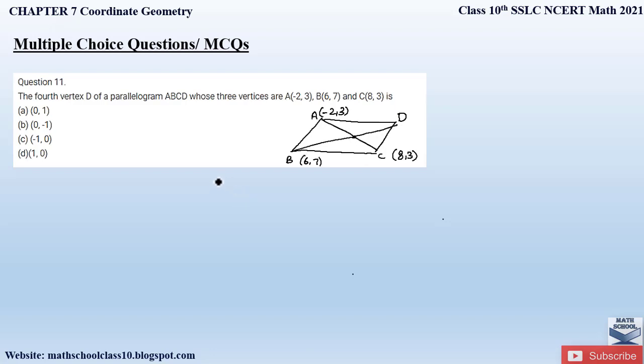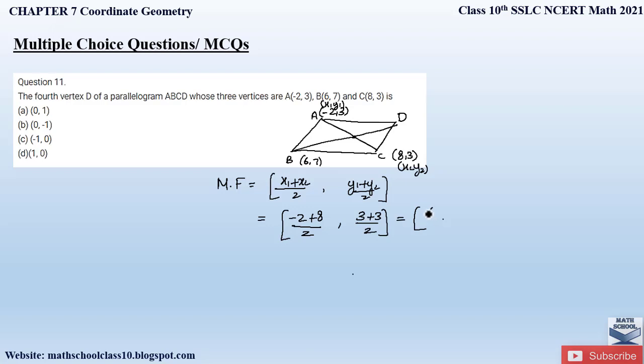So we know the midpoint formula, which is given by (x1 plus x2) divided by 2 and (y1 plus y2) divided by 2. Let us apply the midpoint formula to the diagonal AC, assuming point A to be (x1, y1) and point C to be (x2, y2). Minus 2 plus 8 divided by 2 and 3 plus 3 divided by 2. So this will be 6 by 2 and 3 plus 3 is again 6 by 2. So that will be how much? 2 1s are 2, 2 3s are 6, that is 3, 3. So our midpoint will be (3, 3).